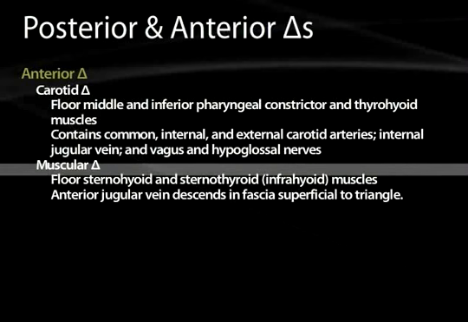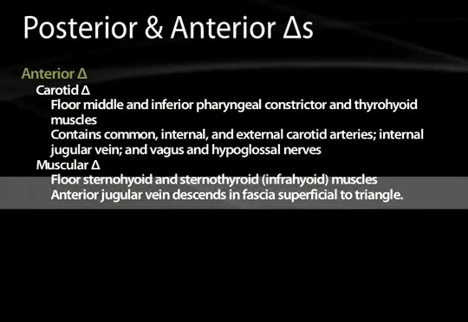And in the muscular triangle, we've already talked about the 4 strap muscles in this area and the descending anterior jugular veins that will come through there as well.